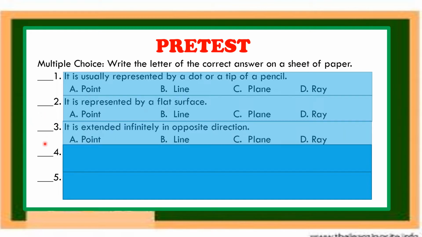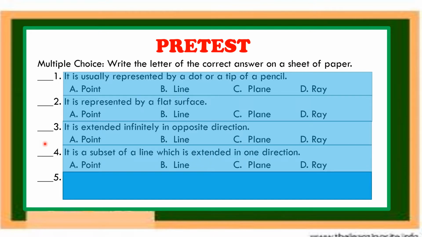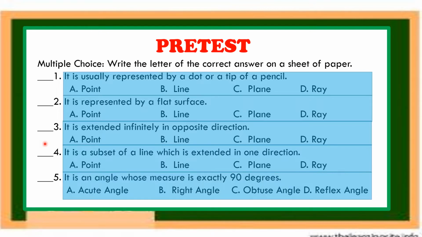Number 3. It is extended infinitely in opposite direction. Letter A, point. Letter B, line. Letter C, plane. Letter D, ray. Number 4. It is a subset of a line which is extended in one direction. Letter A, point. Letter B, line. Letter C, plane. Letter D, ray. Number 5. It is an angle whose measure is exactly 90 degrees. Letter A, acute angle. Letter B, right angle. Letter C, obtuse angle. And letter D, reflex angle.